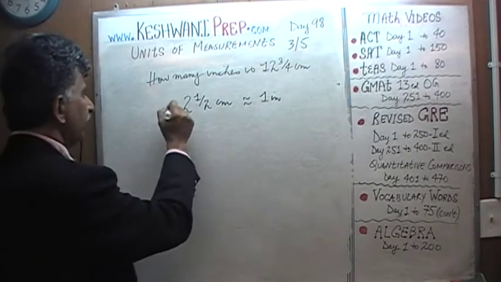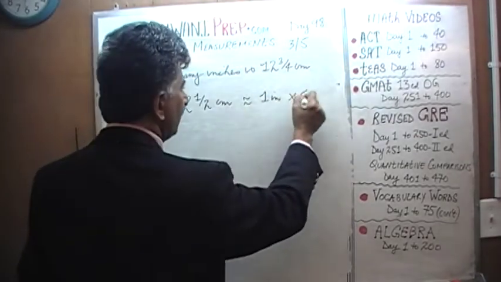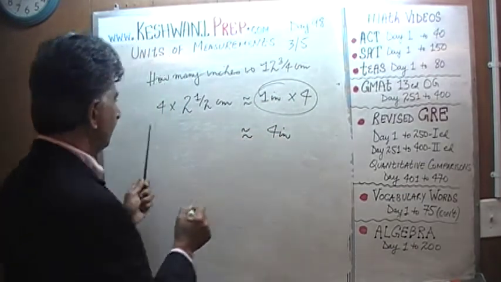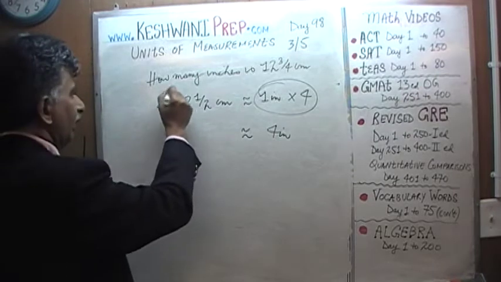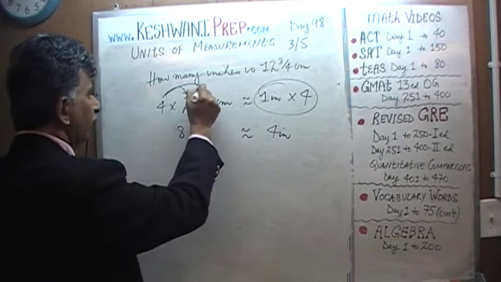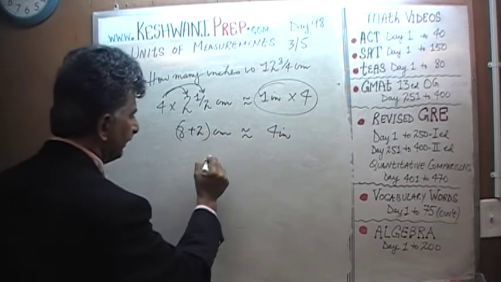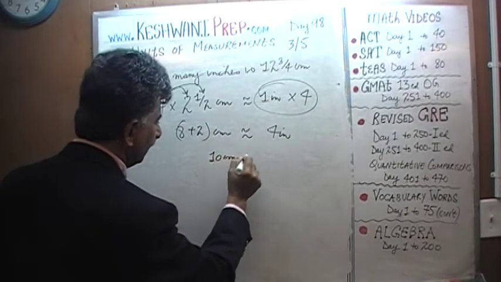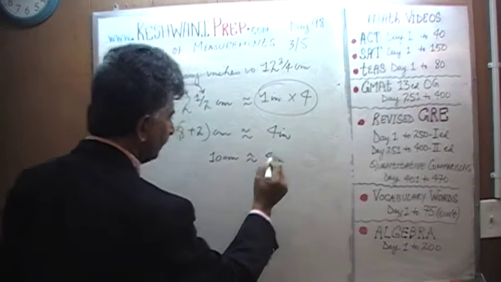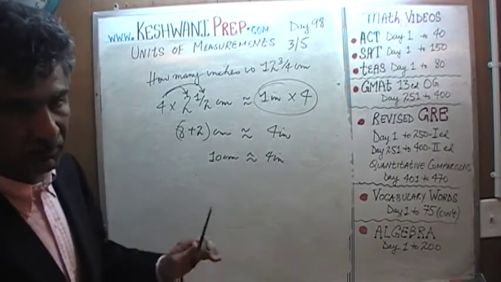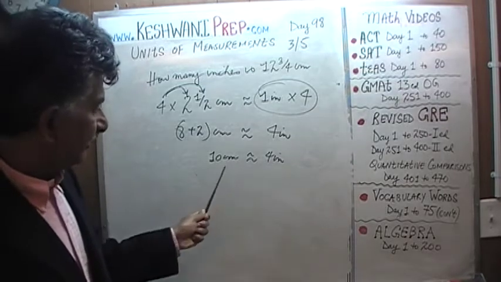Well, let's multiply both sides by 4. We multiply both sides by 4, we find that 4 inches is about 4 times 2 is 8, and 4 times half is 2, 10 centimeters. So we learned yesterday that 4 inches is about 10 centimeters.